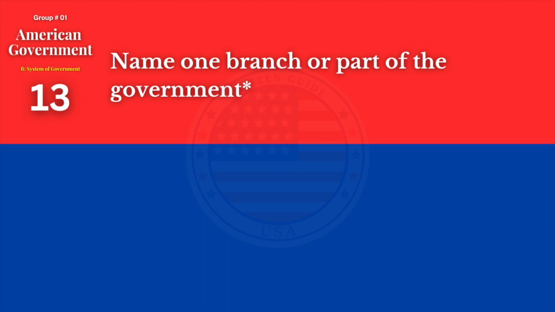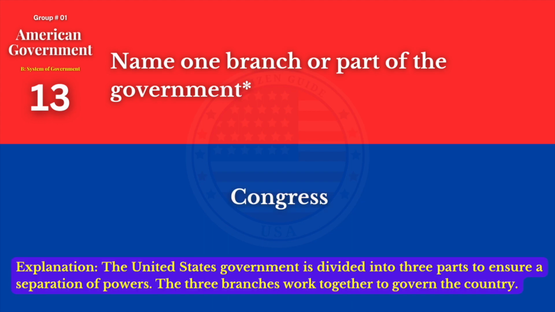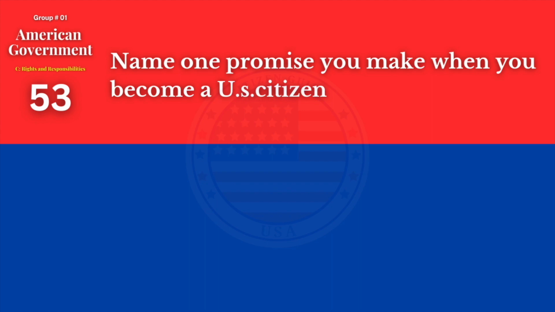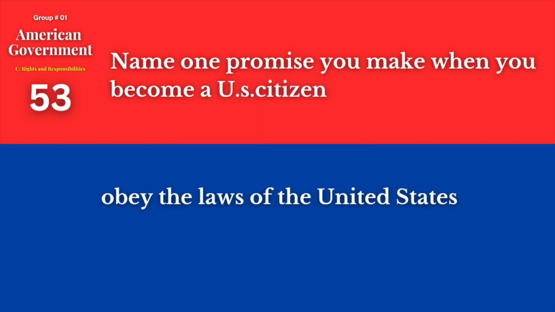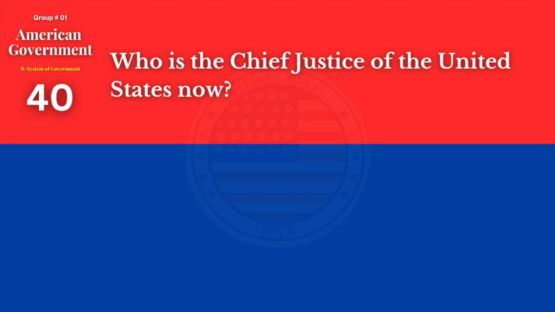Name one branch or part of the government. Congress. Name one promise you make when you become a U.S. citizen. Obey the laws of the United States. Who is the Chief Justice of the United States now? John Roberts.